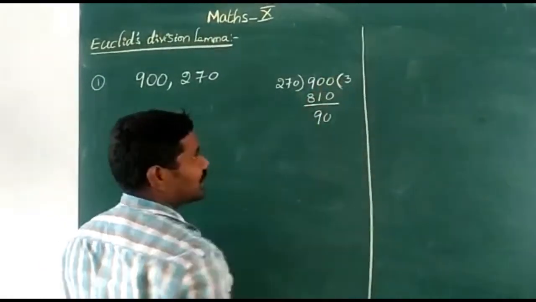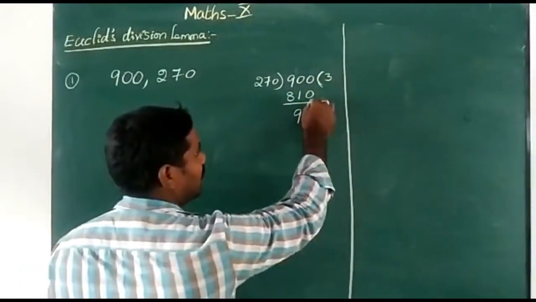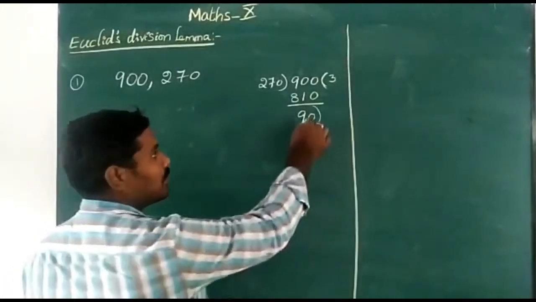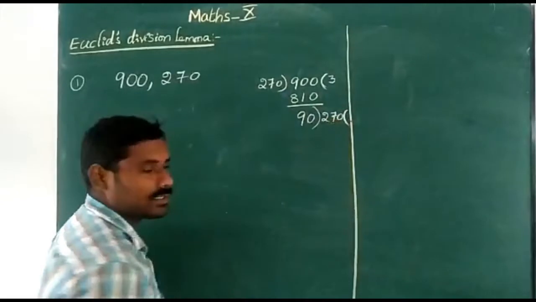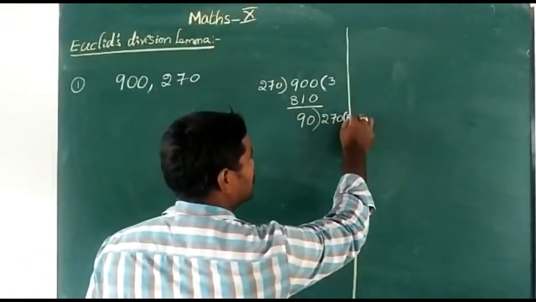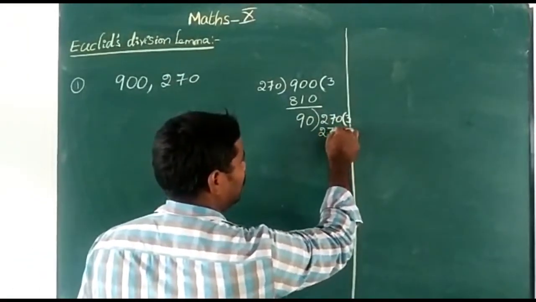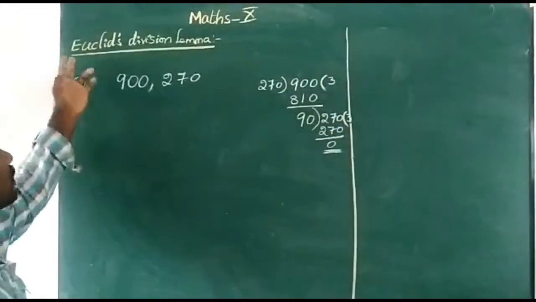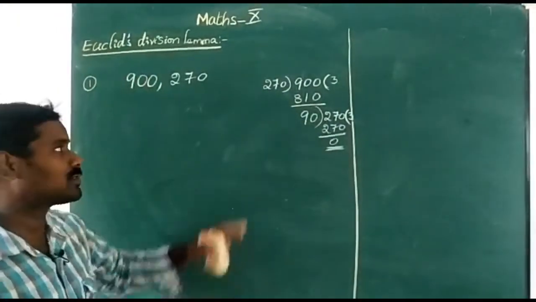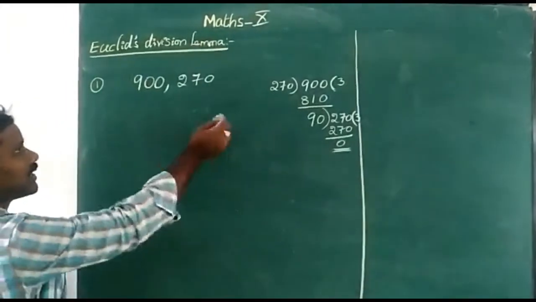If you subtract, we get 90. Now again we continue, divide 270 by 90, then we get 3 times, 3 nines are 27, 270, and the remainder is 0. Now by using Euclid's division lemma we can do the same process, but you can write it like this.